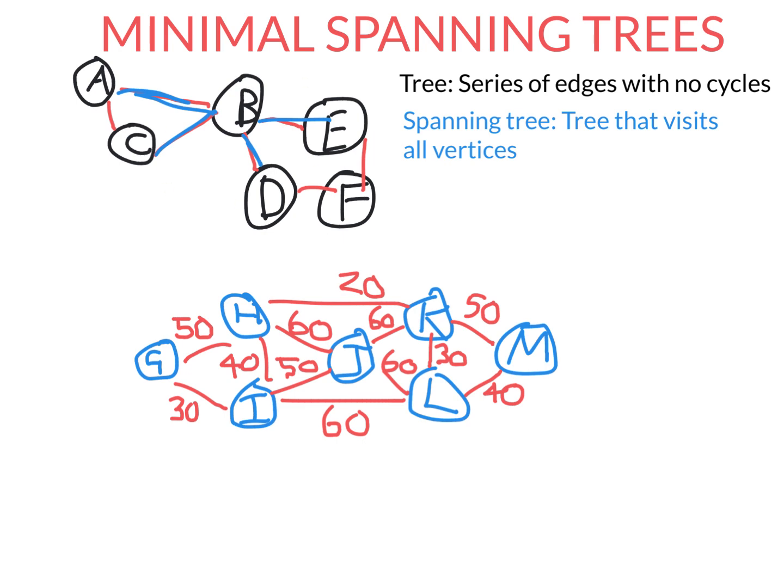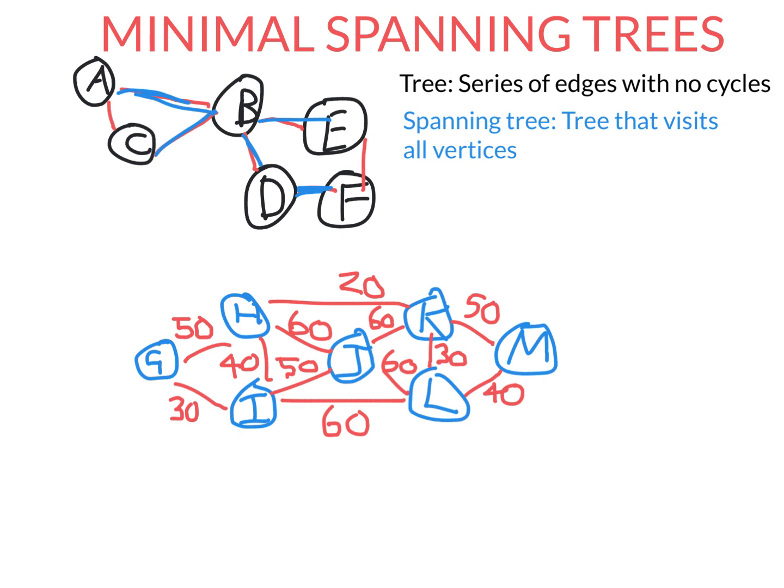What makes something a spanning tree? Well, it becomes a spanning tree if it visits all vertices. So this here in blue is not a spanning tree because it doesn't include all vertices. In particular, it doesn't include F. But if I just add in this edge here, in blue, I have a spanning tree.